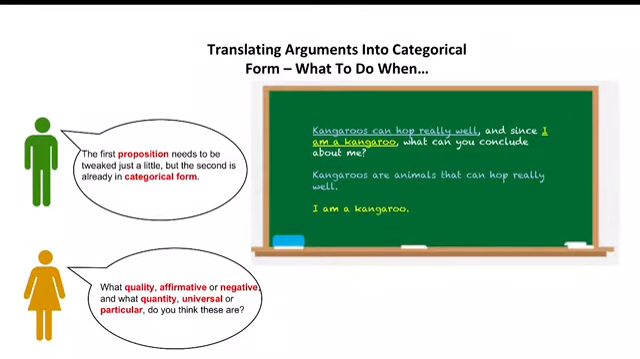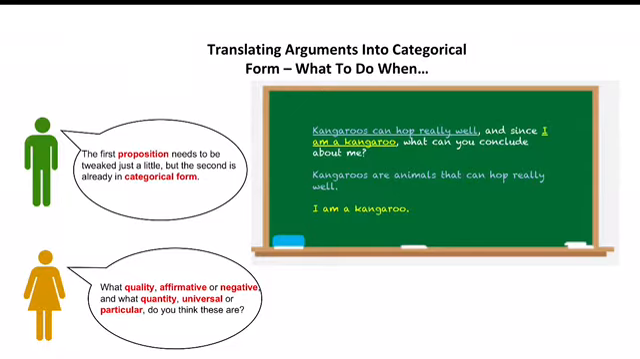So Logic Student in green says, well, the first proposition needs to be tweaked just a little, right? Kangaroos can hop really well gets restated as, kangaroos are animals that can hop really well. It's not a whole lot different, but we had to get it in that form so we could get that copula, the linking verb are, in there. And we introduced the word animals just so that the sentence would work. But he notices the second is already in categorical form. I am a kangaroo, right? So that one's already there. You've got your subject term I, you've got your copula am, and then you've got kangaroo.